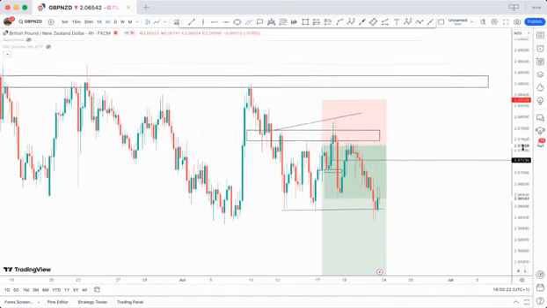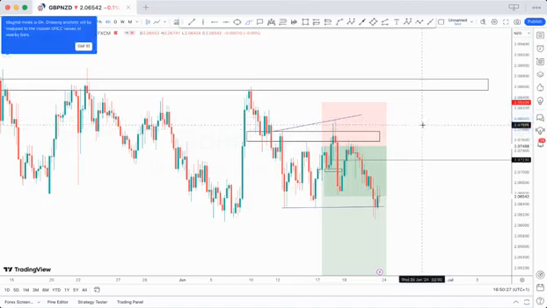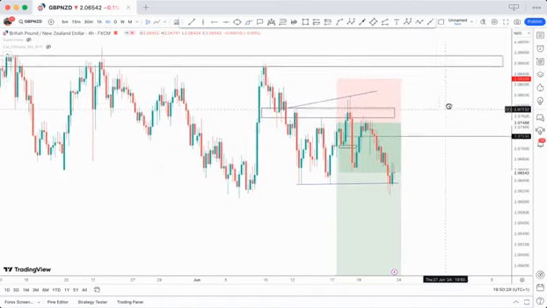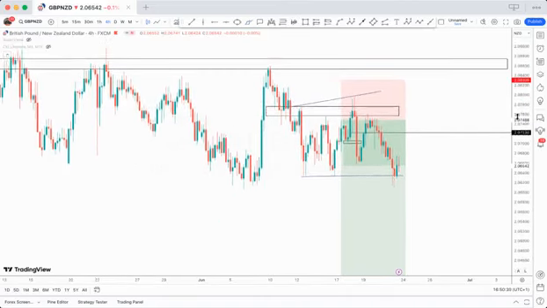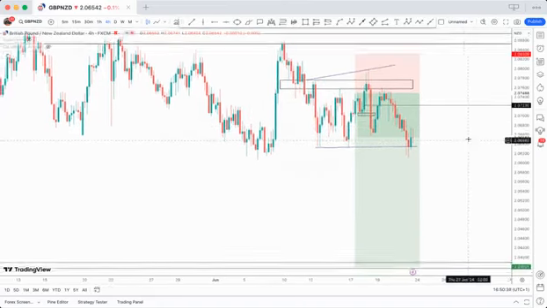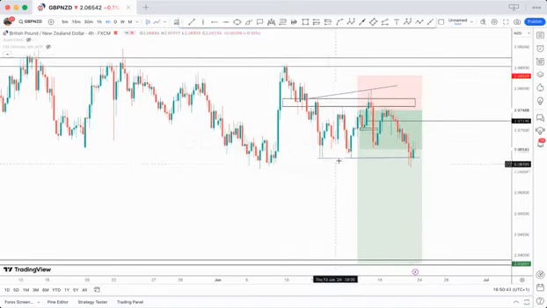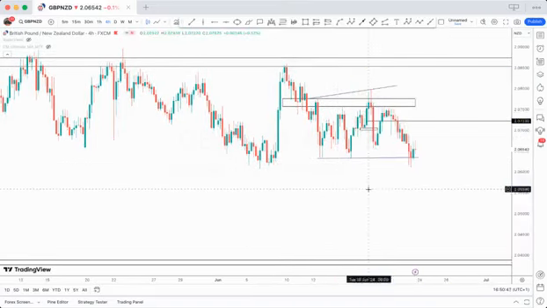All right, so GBPNZD. I was watching out for this market last week, and it actually gave some good opportunities, some good profit on those markets, and a continuation to the downside is expected. A continuation to the downside is expected. So let me delete this.